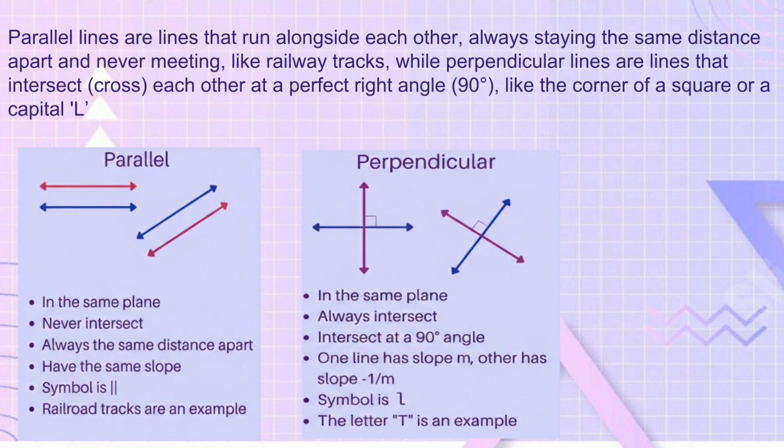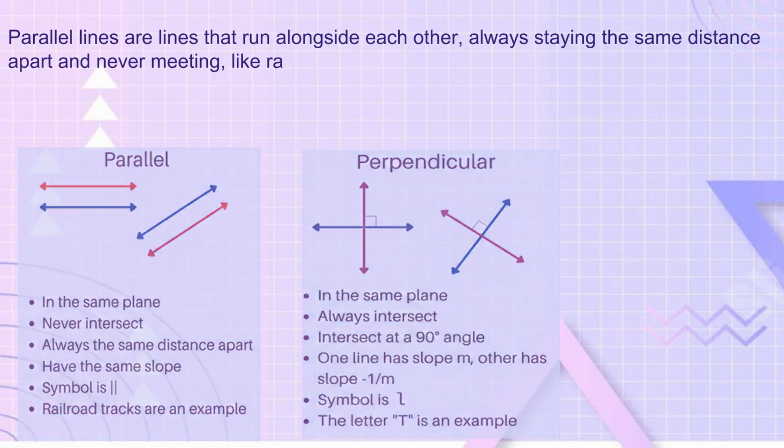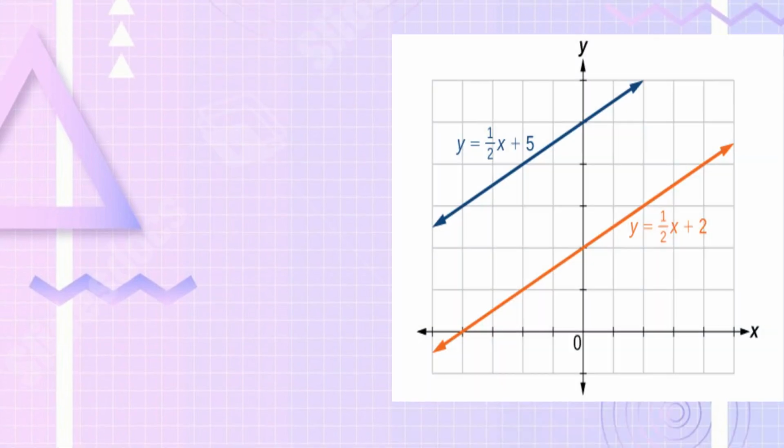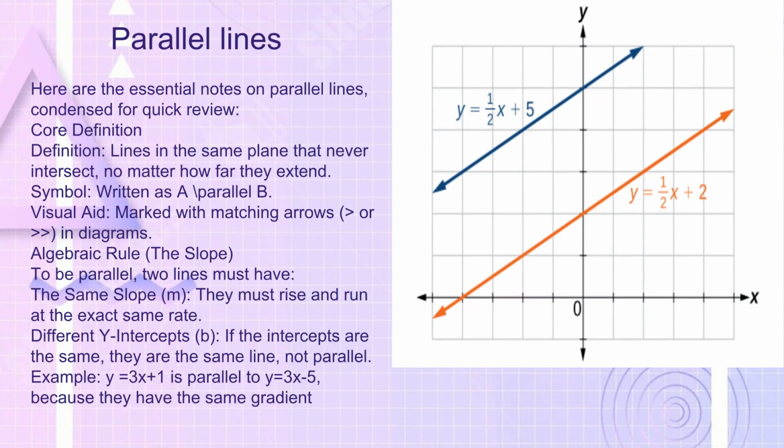However, perpendicular lines are lines that intersect each other at a perfect right angle, like the corner of a square, or a capital L. So again, let's go over some extended notes on parallel lines to make sure we can fully understand and visualize the concept. As we already know, parallel lines are lines that will never meet. Normally on graphs, there will be two little symbols put on parallel lines to help us identify whether they are parallel or not.